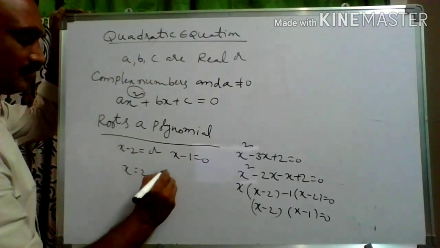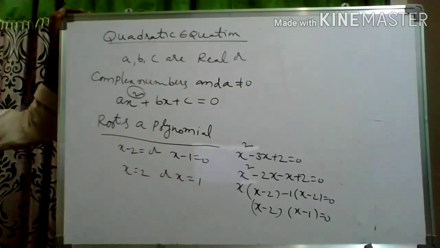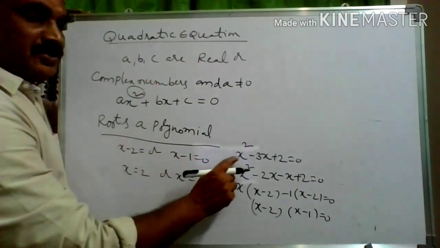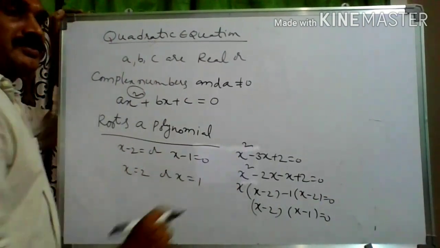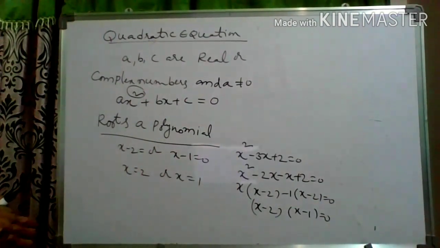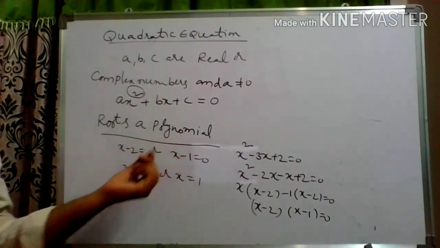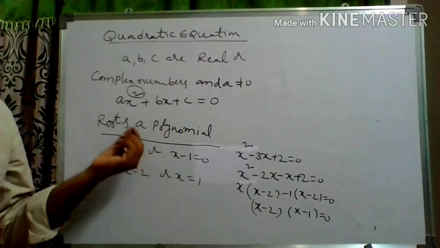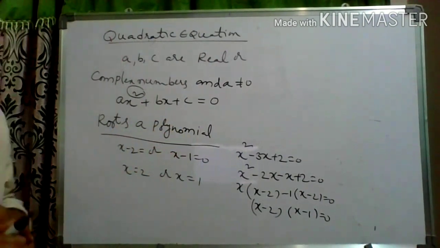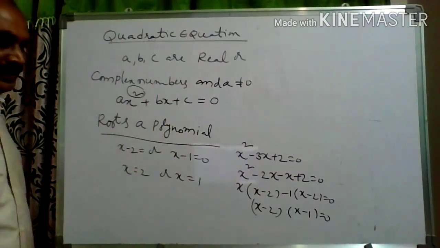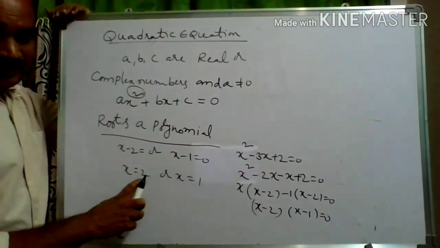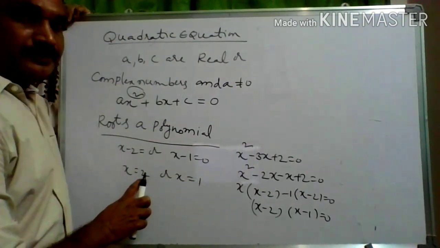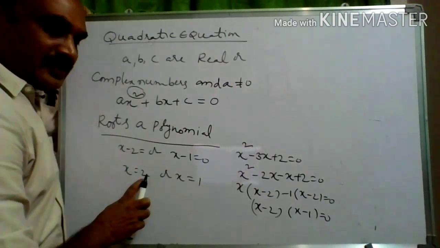x is equal to 2 or x is equal to 1. Students, 1 and 2 are the solutions, or roots, or zeros of a polynomial. Roots are zeros of a polynomial. Students, in 10th class we use the word zeros of a polynomial, so zeros of a polynomial or roots of a polynomial. Students, here 1 and 2 are the solutions.